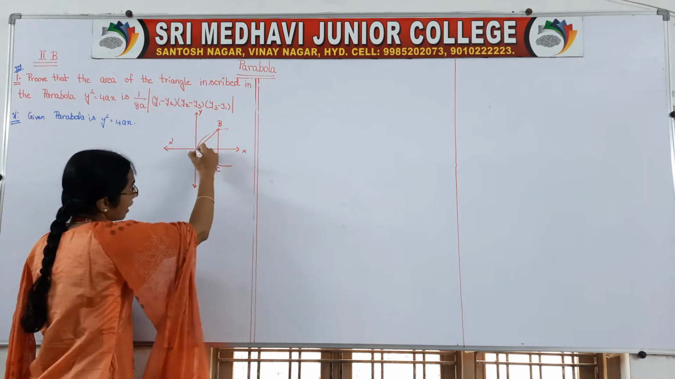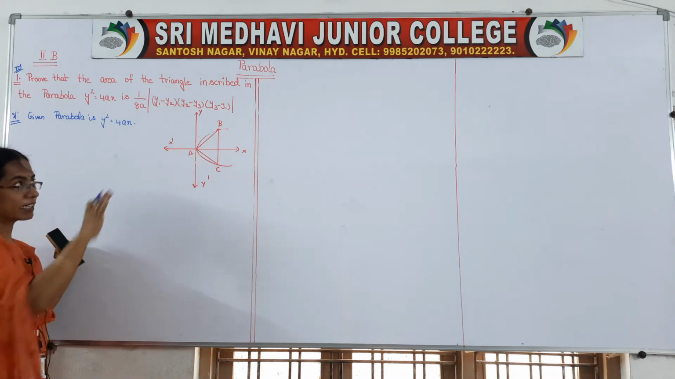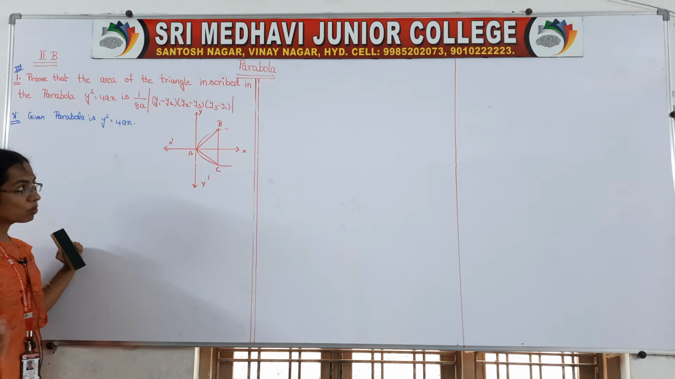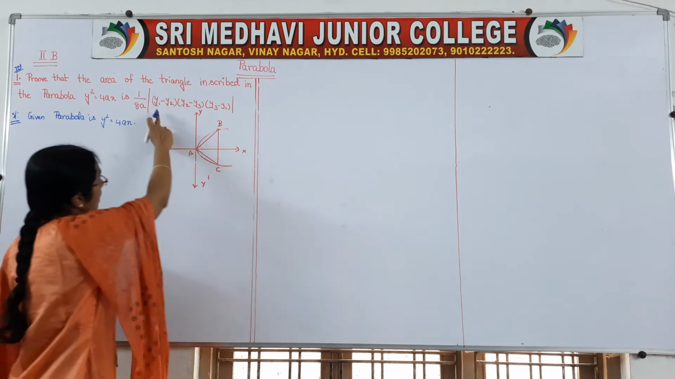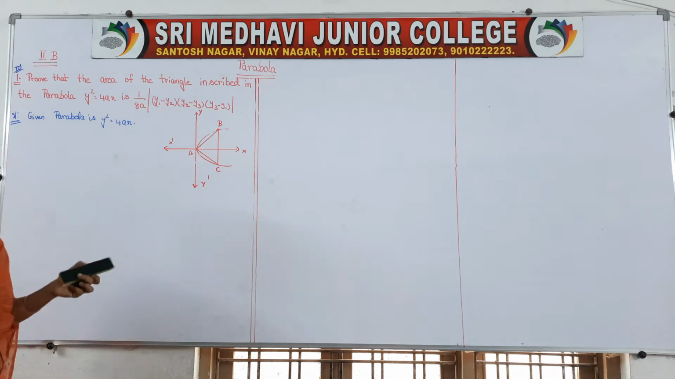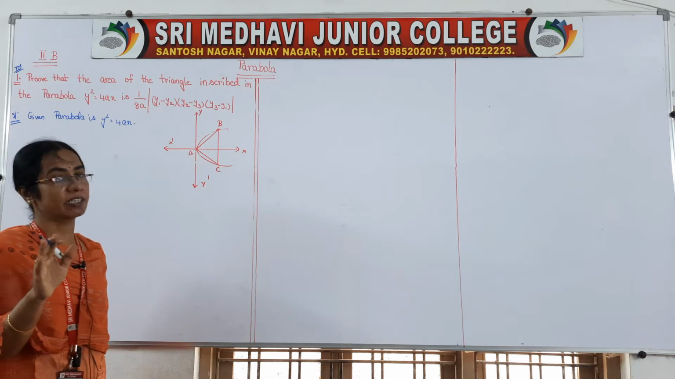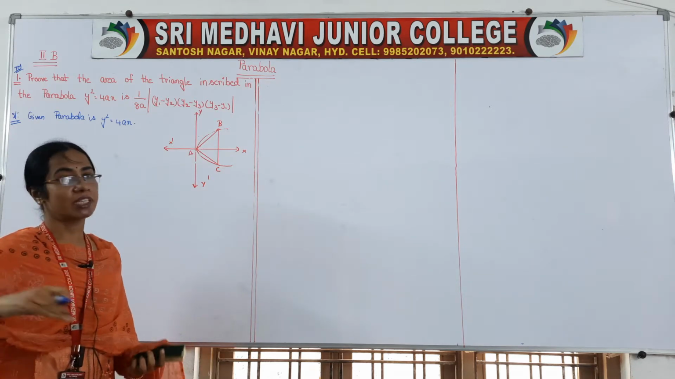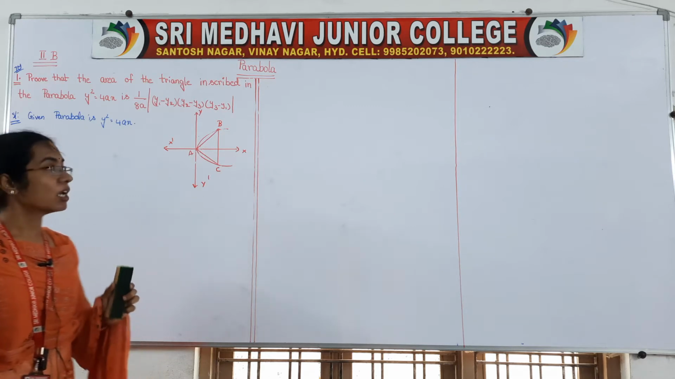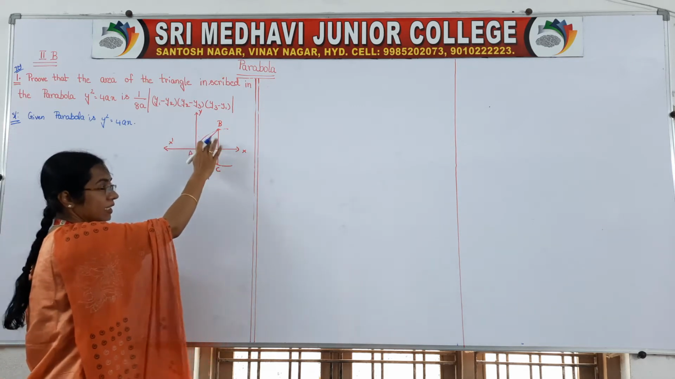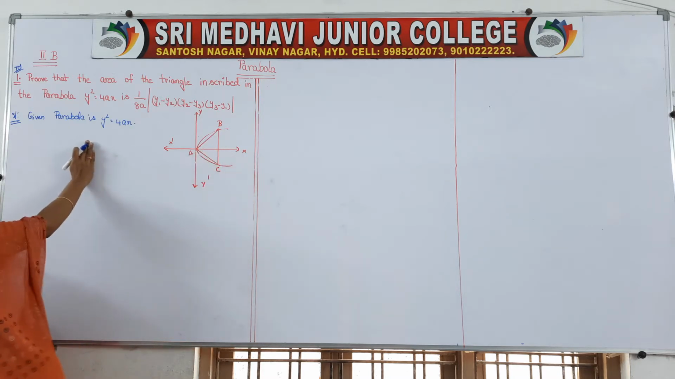Here it is given that the area of the triangle inscribed in the parabola. So one triangle is inscribed. Inscribed means it lies inside the parabola, right? So we have to prove that area of the triangle is this one. Okay, one parabola is there, inside the parabola one triangle is there. Triangle is covered by the parabola. We have to find that triangle area. Okay, so come on, how we will find?